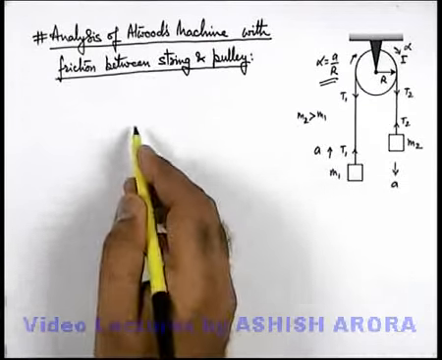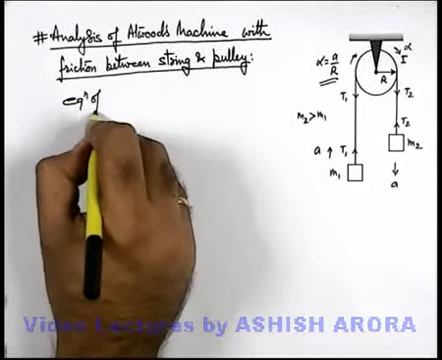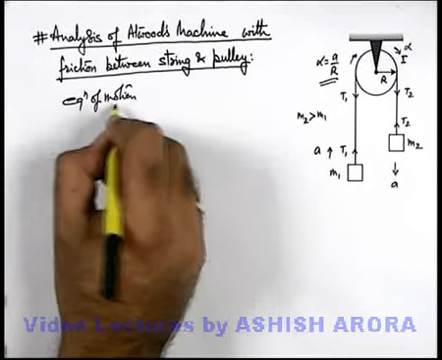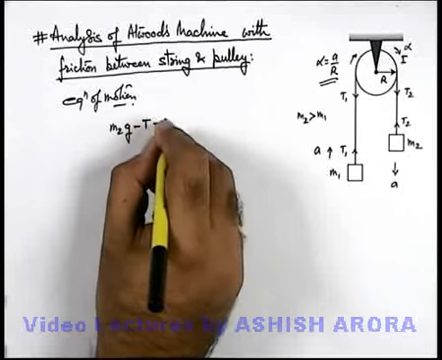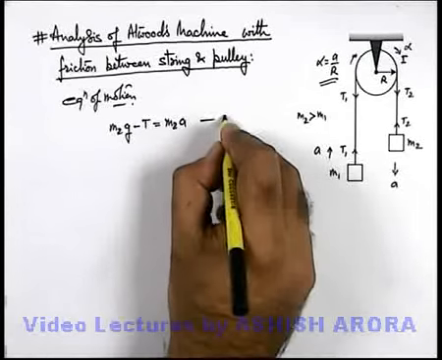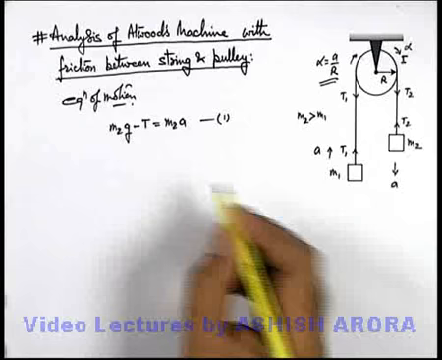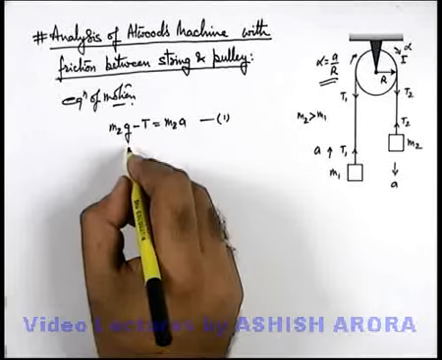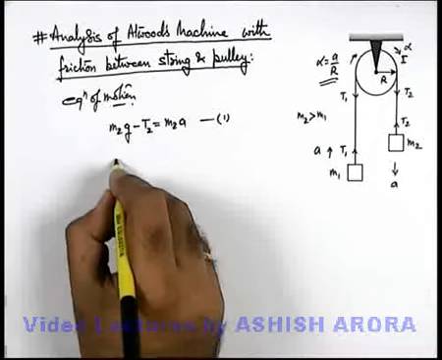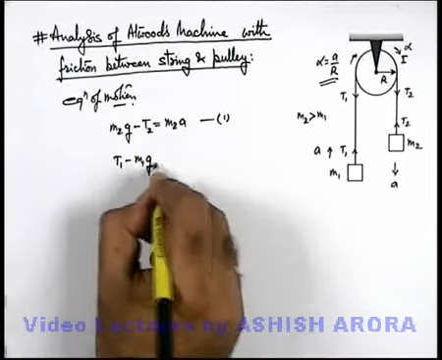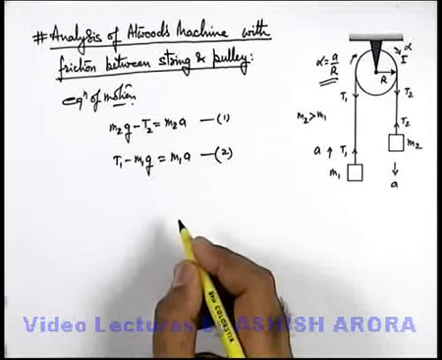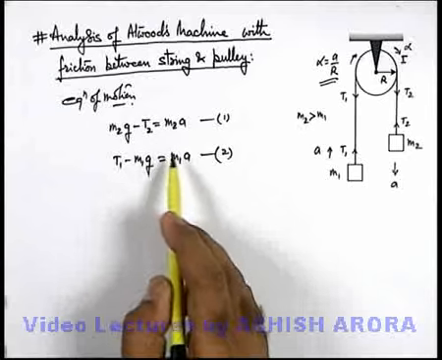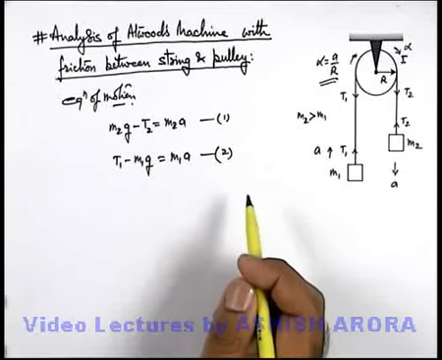Now in this situation, if we write the equation of motion of all the particles, for m2 we can write m2g minus T2 is equal to m2a. So this is our first equation of motion. As m1 is going up, for this m1, this tension is T1, so we can write T1 minus m1g is equal to m1a. That is our second equation of motion. So these are similar to the motions which we already studied in the topic of laws of motion.